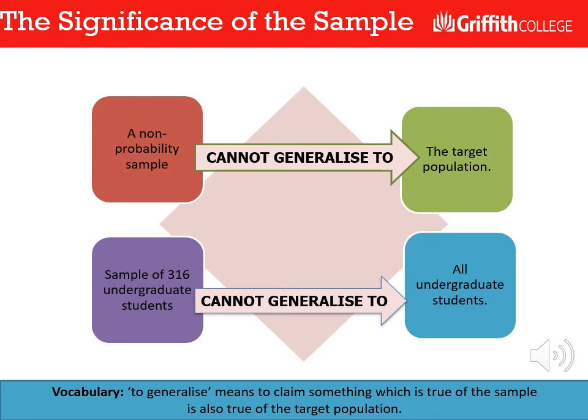Similarly, a sample may be too small. 316 undergraduate students cannot generalize to all undergraduate students, so you need to be sufficiently random and have a sufficient number of samples or participants, depending on whether animal, mineral, human, and that is what allows the data to be generalized and to say what people in general or things in general do. So this is very important for quantitative research.